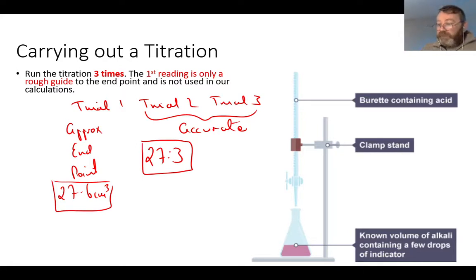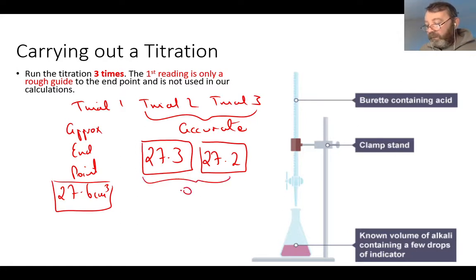So you run your titration a third time, you refill your burette, you then start your titration, and this time we get 27.2. Okay, now we can stop. One of the key reasons why I can stop is because the readings here are within 0.1 of each other. So in other words, they're verifying that the end point, the point of neutralization, is in here.